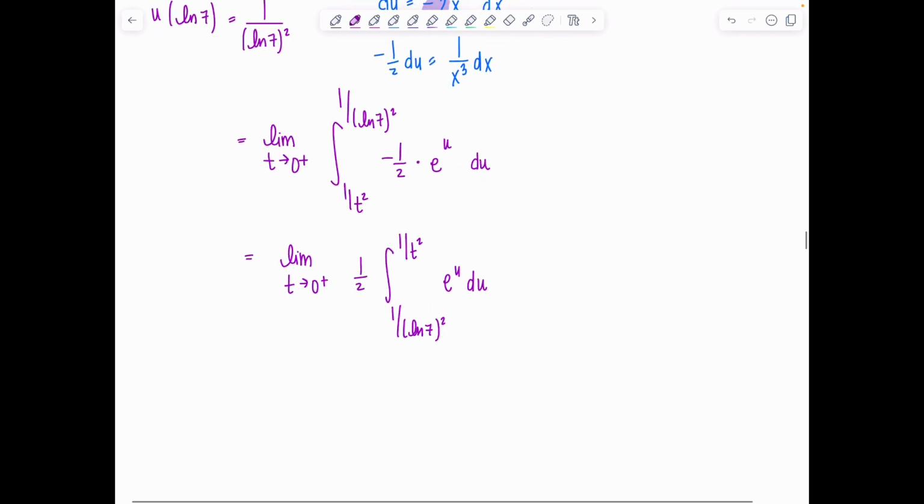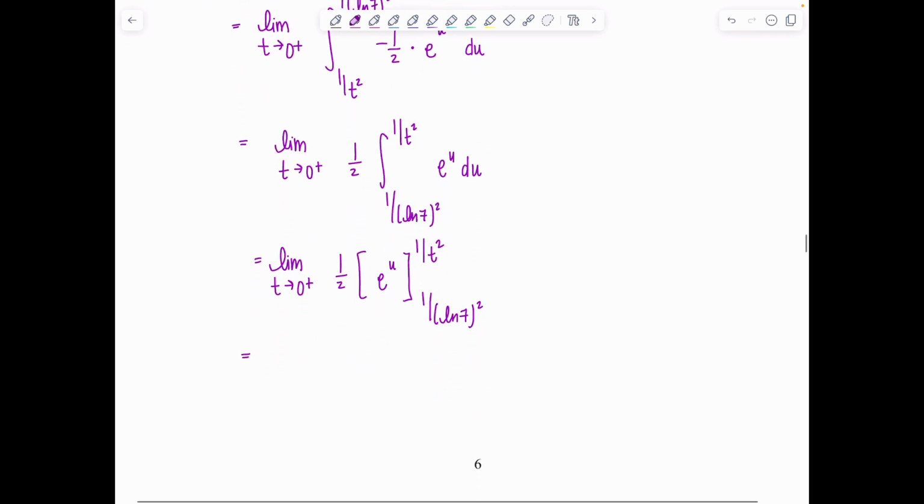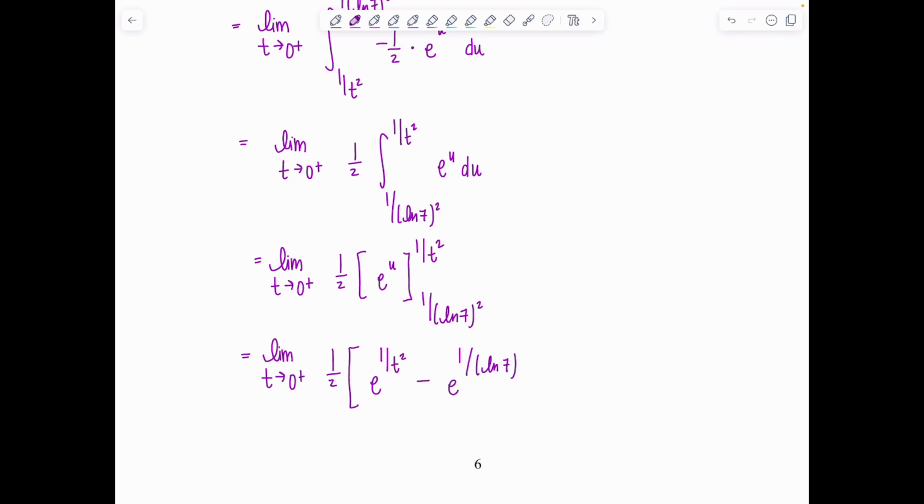So harmless. Okay, limit t goes to 0 from the right, 1/2. Now I've taken the antiderivative, so we're switching to brackets. We're going 1 over natural log of 7 squared to 1 over t squared. Now plug in those limits, and this is where people had a few issues. Limit t goes to 0 from the right, 1/2 times e raised to the 1 over t squared minus e raised to the 1 over natural log of 7 squared.